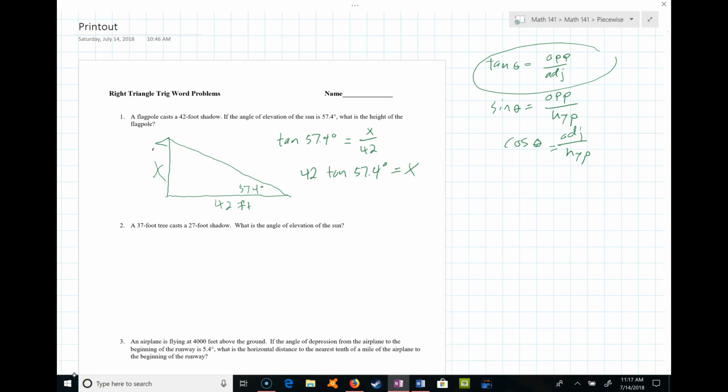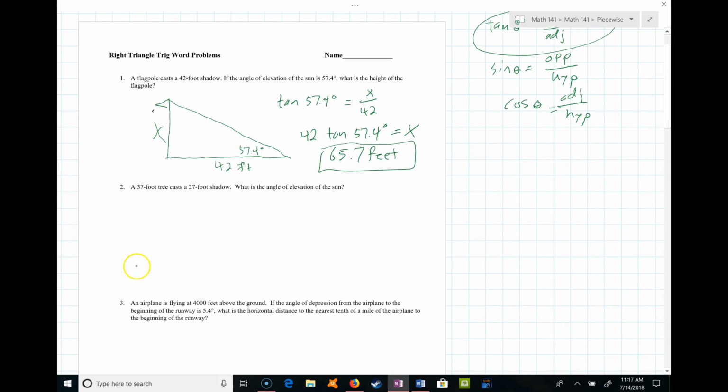Since 57.4 degrees is not a friendly angle, we'll go to our calculator and type in 42 times tangent of 57.4 degrees, and I get 65.7 feet. That's how tall the tree is, or the flagpole, I mean. You would want to make sure that your calculator is in degree mode, of course, because you're talking to it in degrees. Okay, let's go to the next one.